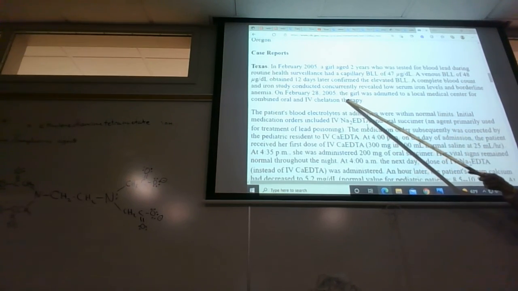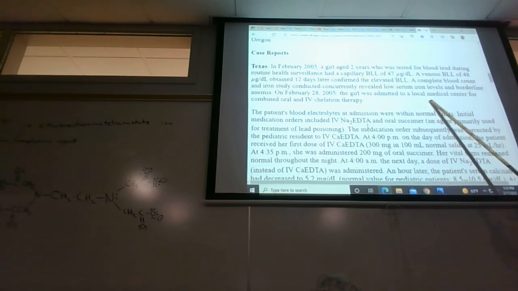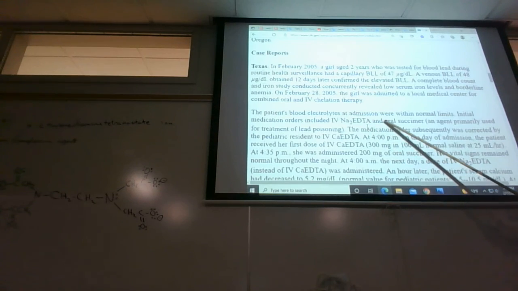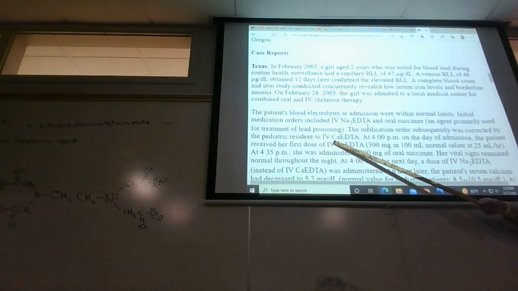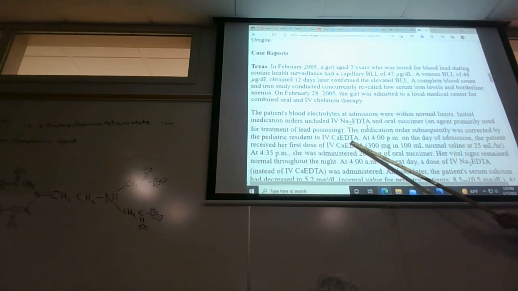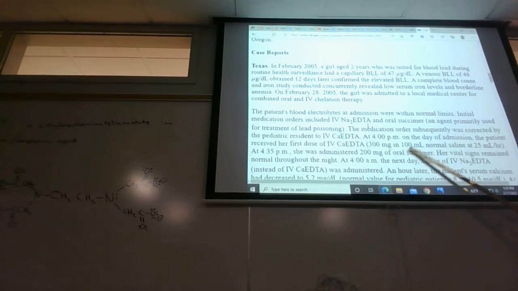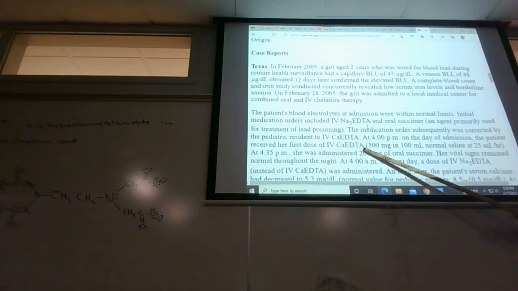On February 28, 2005, the girl was admitted to a local medical center for combined oral and intravenous chelation therapy. The patient's blood electrolytes at admission were within normal limits. Initial medication orders included intravenous sodium EDTA and oral Succimer. The medication order was subsequently corrected by the pediatric resident to intravenous calcium EDTA. At 4 p.m. on the day of admission, the patient received her first dose of intravenous calcium EDTA.